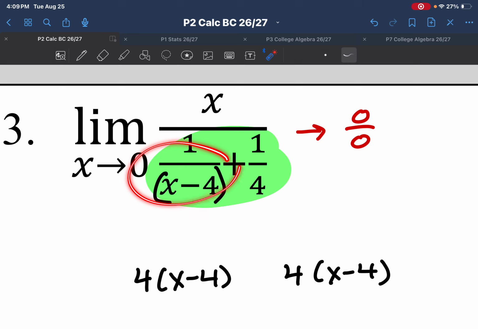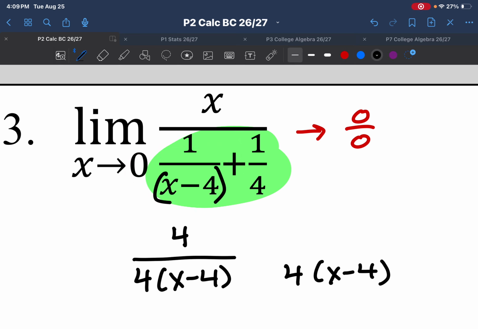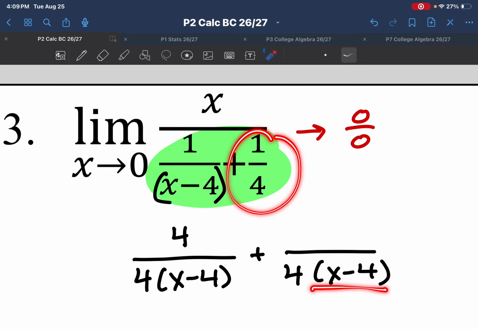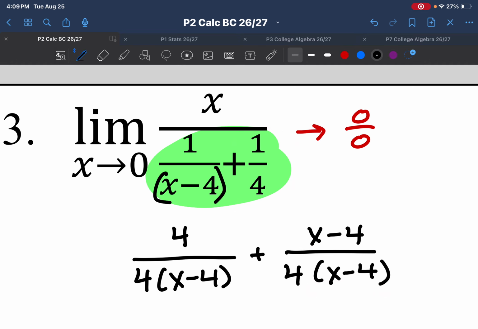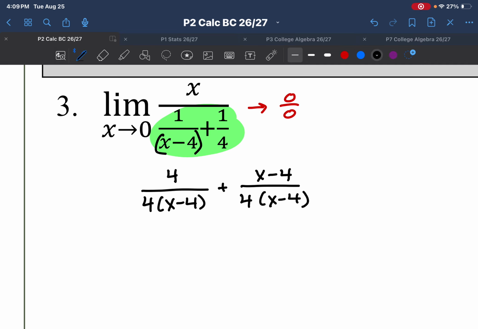The first fraction here is missing a 4. So in order to do that, I would multiply 4 times 1, which is 4. The second fraction here is missing the x minus 4. So I do x minus 4 times the 1, and I get x minus 4. Okay, this combines to be x over 4 times x minus 4.